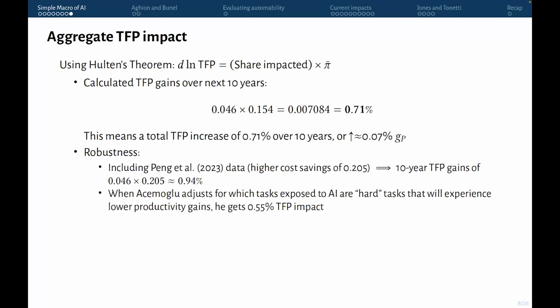If you include the Peng et al. numbers, then that moves up to 0.94% over 10 years. So it makes a little bit of a difference, but not a huge difference. Acemoglu also has this exercise where he adjusts for which tasks exposed to AI are hard tasks that will experience lower productivity gains. That moves the number down to 0.55%. Not worth sweating that too much.